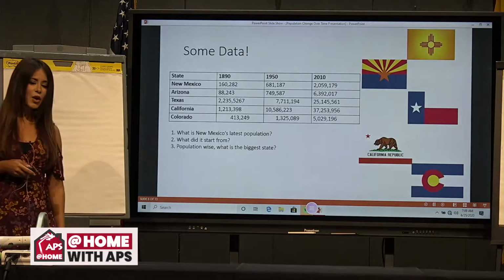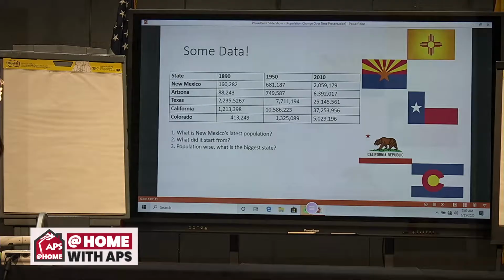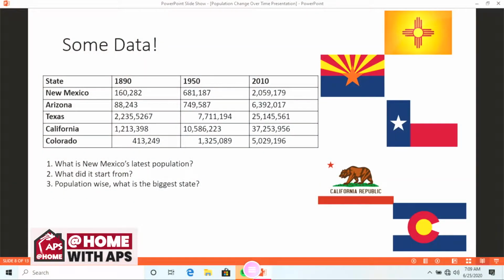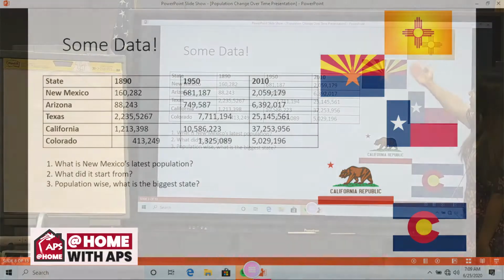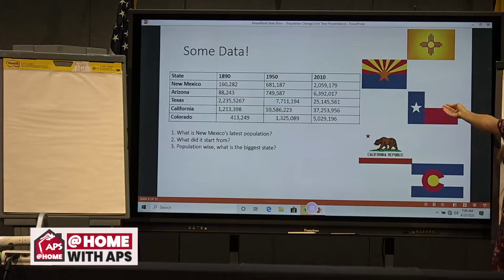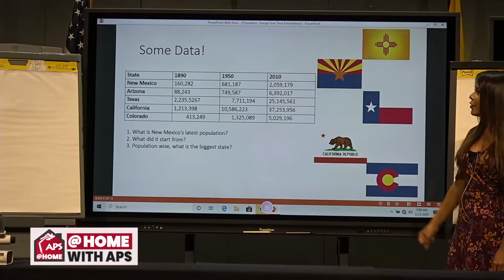Okay, so this is some data, and data is information with numbers in it. We have so many numbers here. We're going to be talking about 5 different states right now and in the next couple of slides. We have here New Mexico, Arizona. I'll use the flags here, boys and girls. This is a New Mexican flag, Arizona, Texas, California, and Colorado.